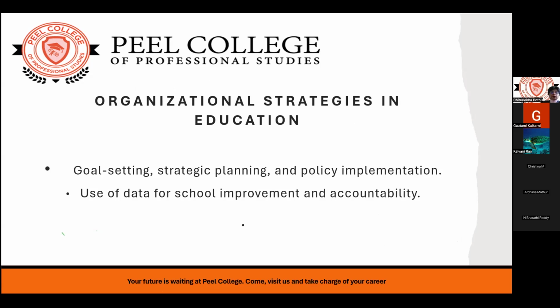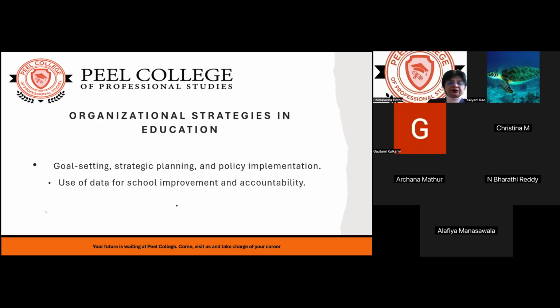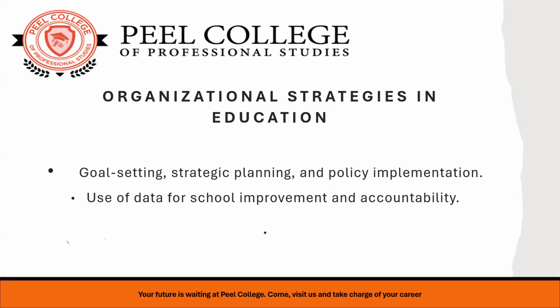Organization strategies in education: goal setting, strategic planning, policy implementation, use of data for school improvement and accountability. What are your school or college organizational strategies? You have to find out what goal setting is. Now, I have seen in many parts of the world, in organizational goal setting, they say I need to have at least 1,000 students in my school this year, or 1,000 students in my college, or in the educational system. Now, how do you make the goal setting, how do you promote your school, and you need to make a strategic plan to be successful in the goal setting.